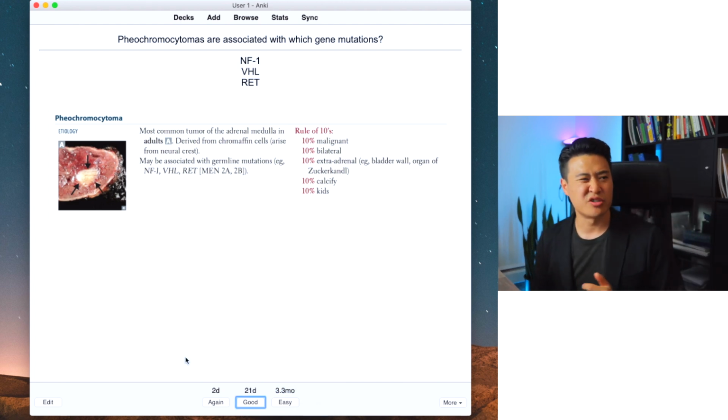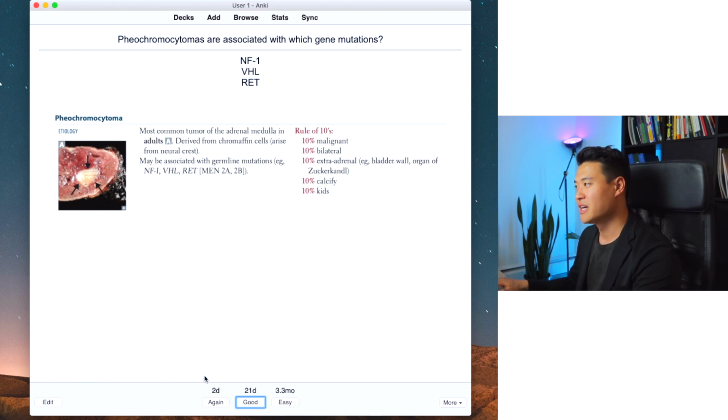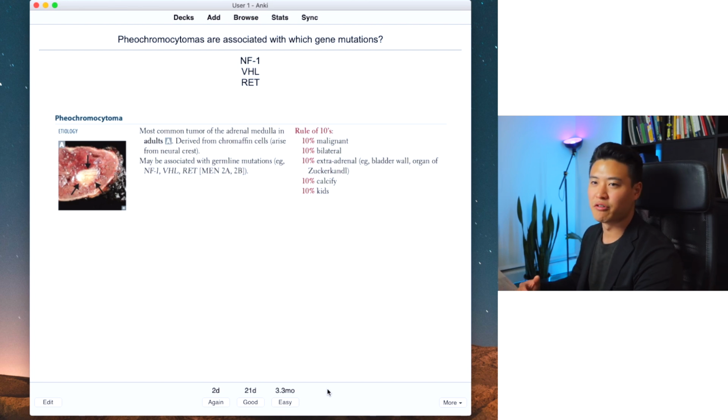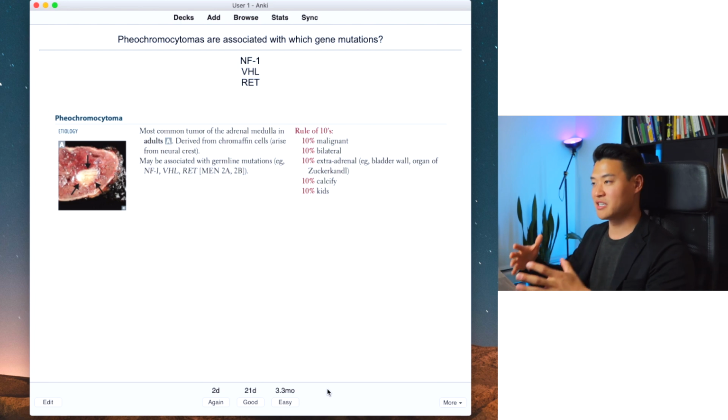One of the things that I found troublesome with the default option for Anki is that you see again at less than 1 minute, good at 15 minutes and easy at like 4 days. And that became too problematic because the reviews kept on piling up. And in 1 day I would have to do like, I don't know, 100 to 200 reviews plus 100 new cards per day. And that keeps on piling up.